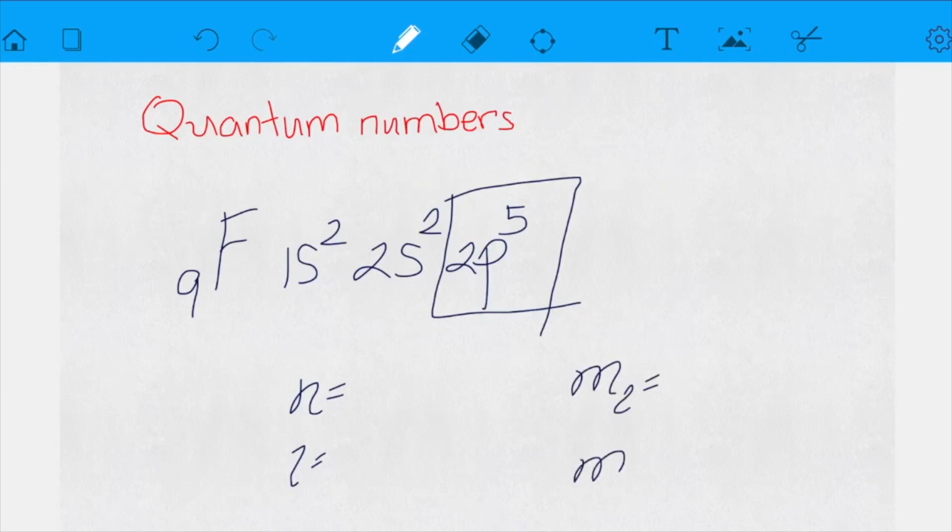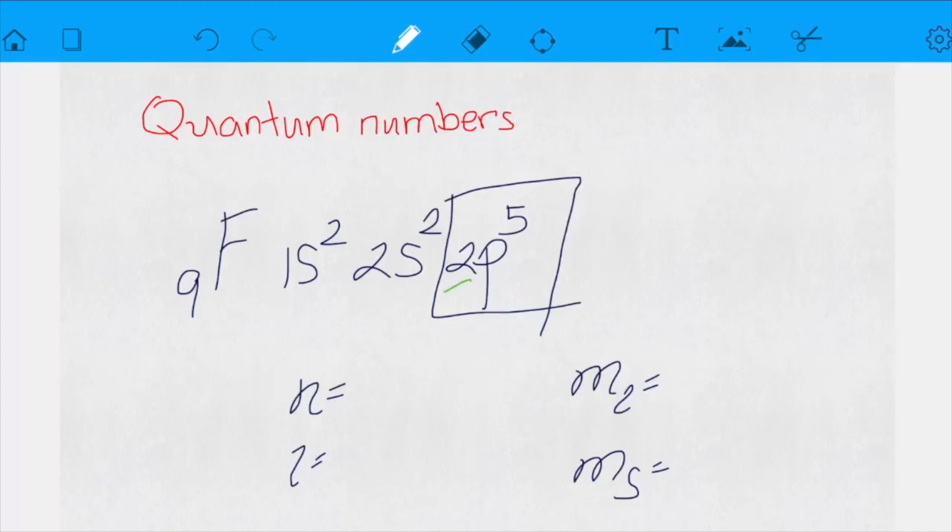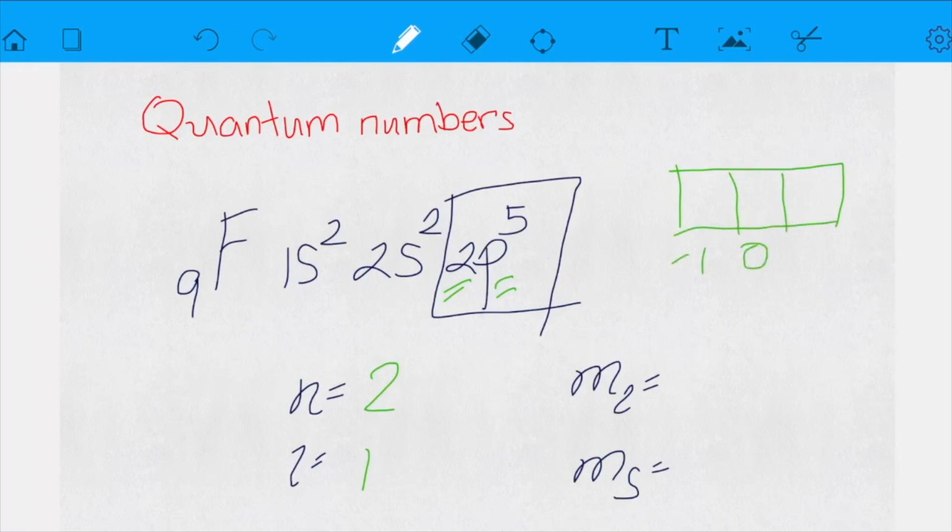Dun sa 2p5, alin dyan yung principal quantum number natin? So, obviously, yung 2. Isusulat lang natin yung 2 dun sa equivalent ng N. Then, P is equal to 1. Diba? Kasi yung S is 0, P is 1. Then, yung P, tatlo yung orbitals niya. So, idadraw mo lang dyan tatlong orbital, then negative 1, 0, and positive 1.